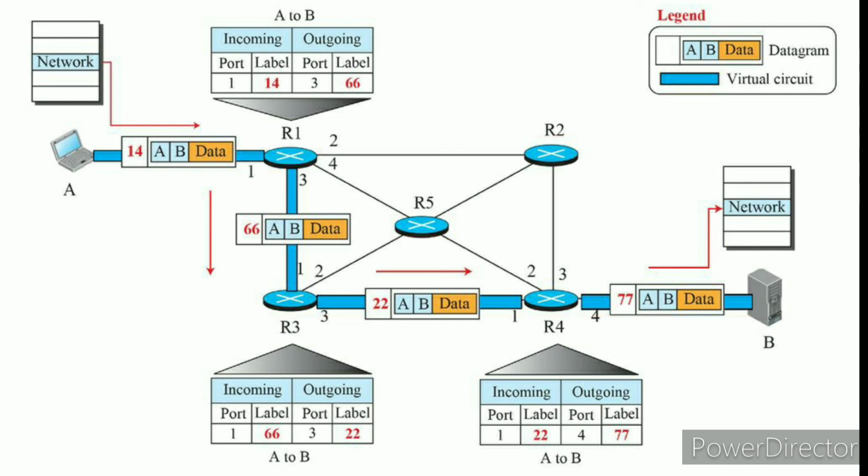The last phase is our tear down phase. In the tear down phase, whenever the source or destination wants to disconnect the connection, it will send a special packet called the tear down packet. Any one of the hosts will send this tear down packet, and the other host will accept by sending a confirmation packet. Then all the entries in your forwarding table will be deleted. So this is all about the virtual circuit network.